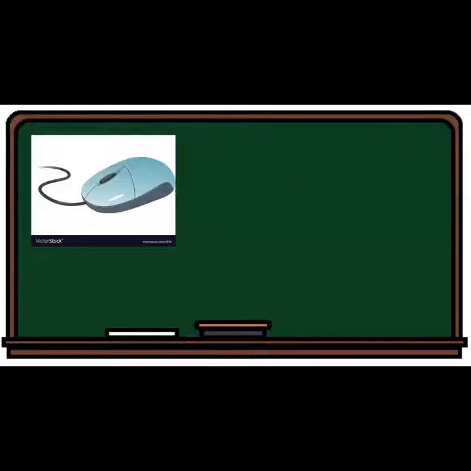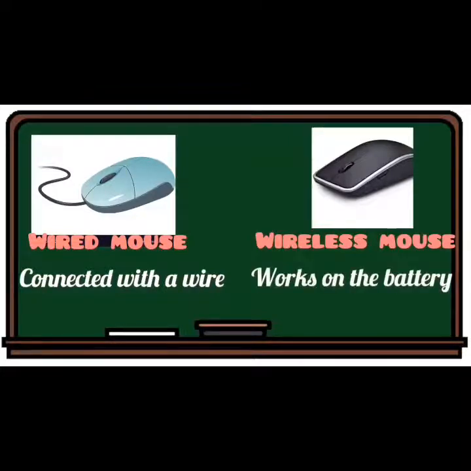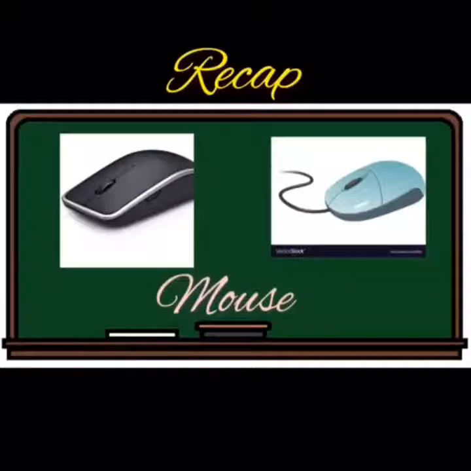There are two types of mouse, that is wired mouse and wireless mouse. Wired mouse, how is it connected? It is connected with the help of a wire. Wireless mouse works with a battery.